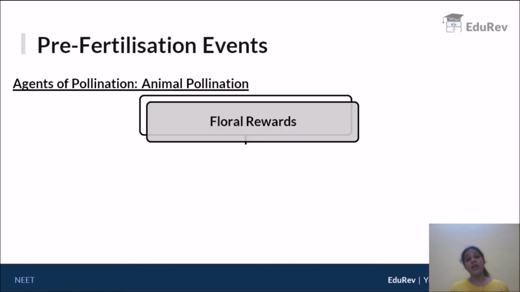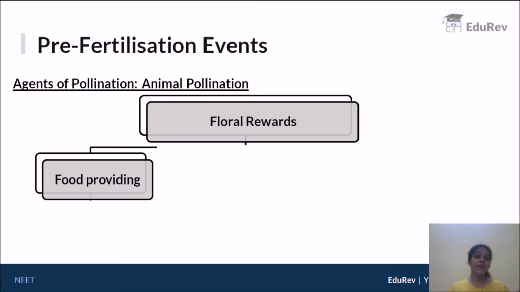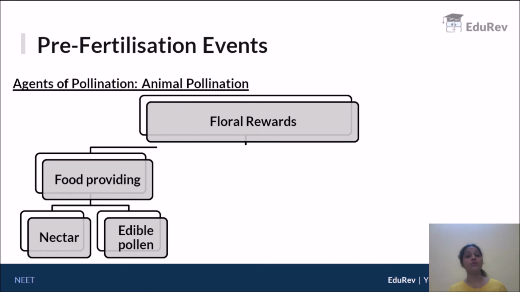Now, for an animal to move towards a flower and pollinate, it must receive a reward from that particular flower or plant. Those are called floral rewards. Floral rewards can be classified into three different entities. The first is food for the animal, the insect. The food can be in the form of edible pollen or nectar. This is very easy for us to understand, but the remaining two categories are what we need to focus on.